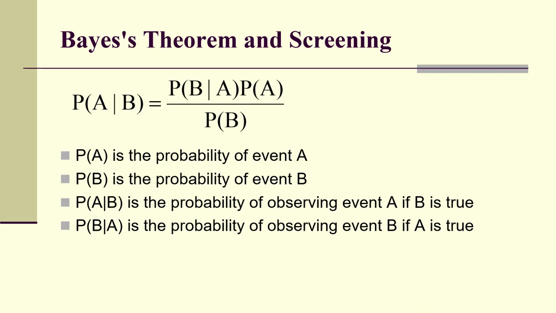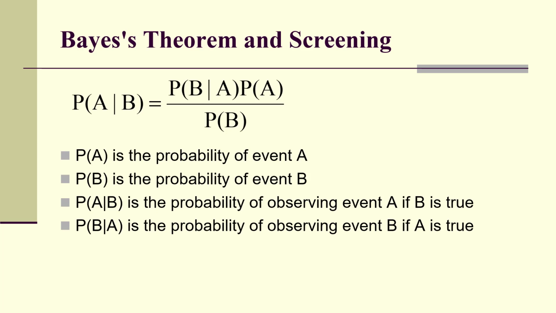Probability of A is the probability of event A. Probability of B is the probability of event B. Probability of A given B is the probability of observing event A if B is true. The probability of B given A is the probability of observing event B if A is true. When the probability of B is unknown, the formula can be written as the one at the bottom of this slide.